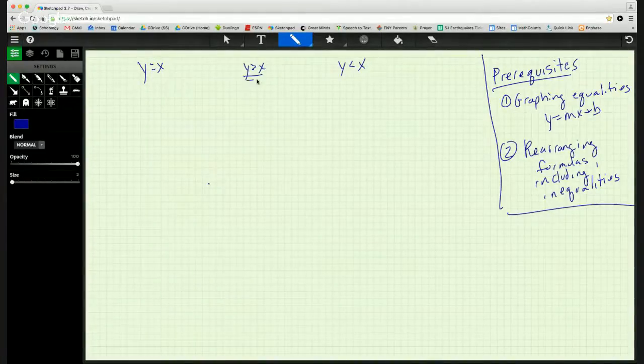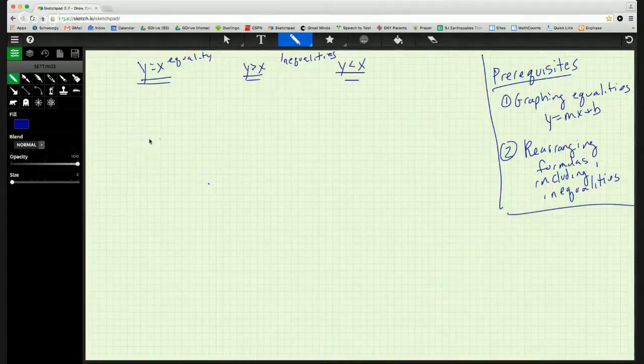So these are inequalities, right? An inequality, because it has a not equals, kind of a not equal sign. This, on the other hand, is an equality. Okay, so let's look at how we deal with graphing inequalities.